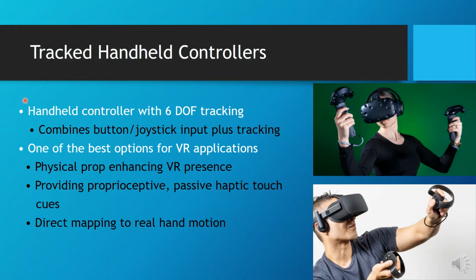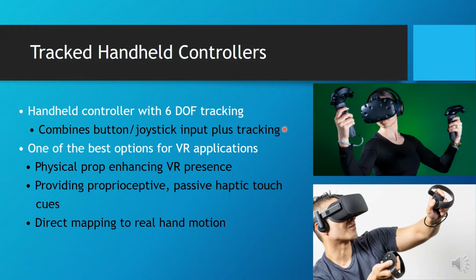The third type of hand input devices is the category of tracked handheld controllers. Before this we had the non-tracked, but this one is the tracked handheld controller. When it comes to tracked, of course, it involves tracking. It is a handheld controller with 6 degrees of freedom tracking. They combine button and joystick input plus tracking. Based on these features, this handheld controller has 6 degrees of freedom of tracking. It can move in 6 degrees of freedom, and also combine the buttons, the joystick input, and the tracking.